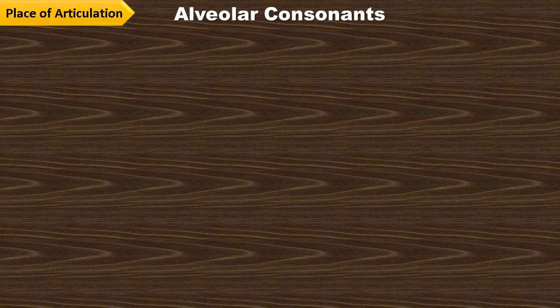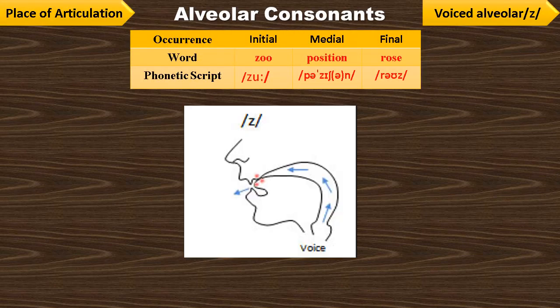Next, we are going to see the voiced alveolar z. It occurs in words like zoo, position, and rose. It is a voiced alveolar. We could easily see the vibration in the vocal cords. z, z. The blade of the tongue just touches the teeth ridge and the air escapes through the sides of the tongue. z, z.